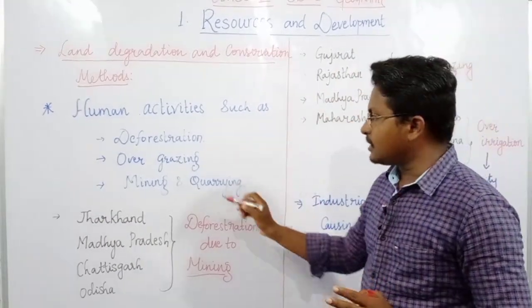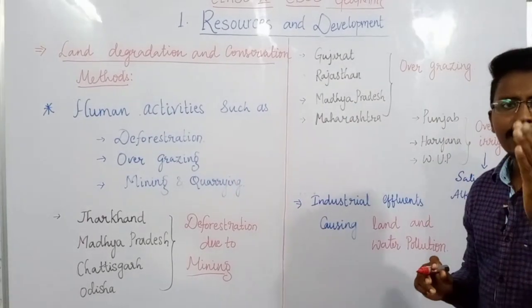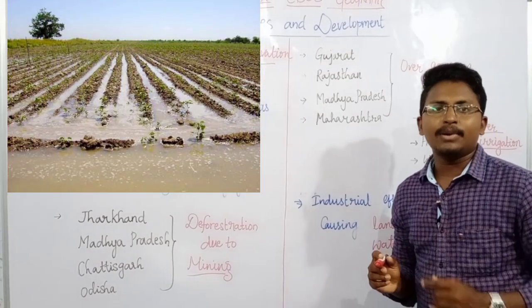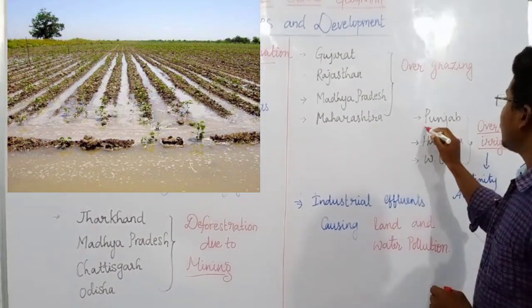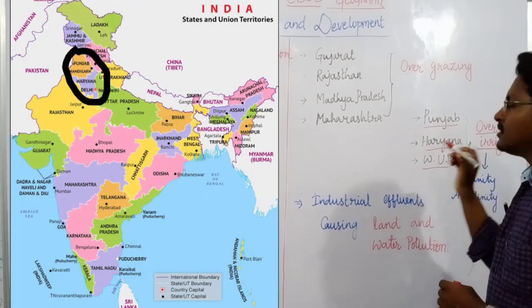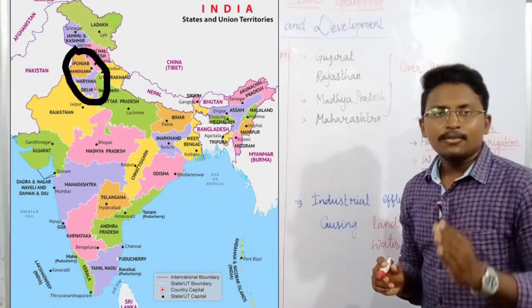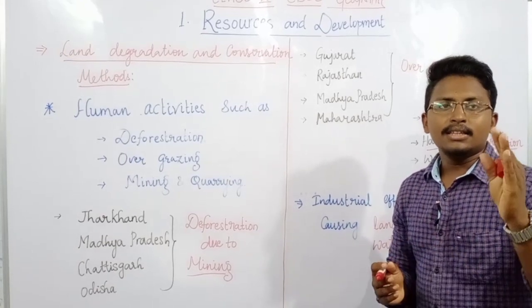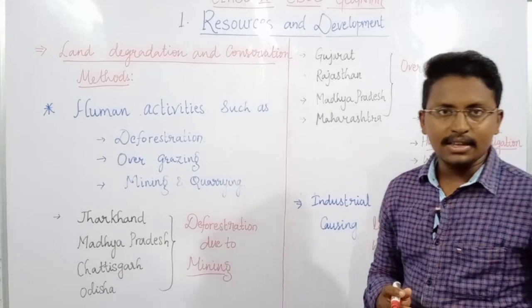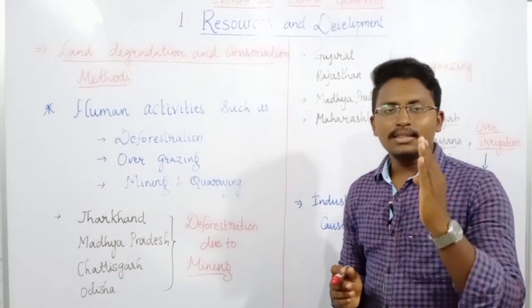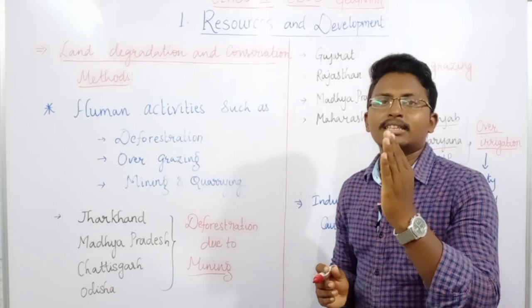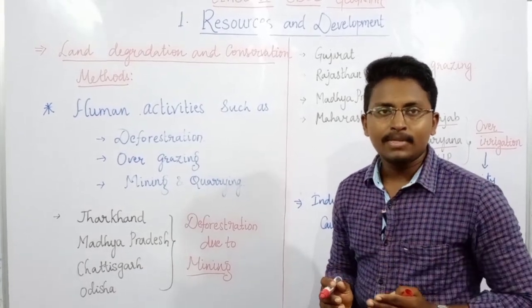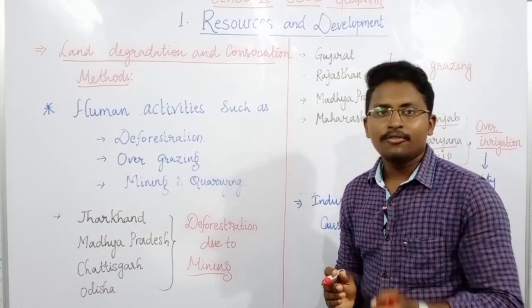Then one more reason why the land is degraded is over irrigation. It is mainly happening in states like Punjab, Haryana as well as western Uttar Pradesh. Why is this over irrigation taking place? As you all know, we started the green revolution. In this green revolution, people use HYV seeds, and these HYV seeds require more and more water. At the same time, they also require more and more fertilizers.